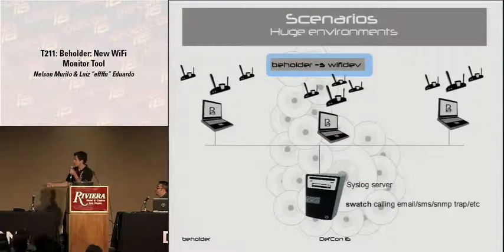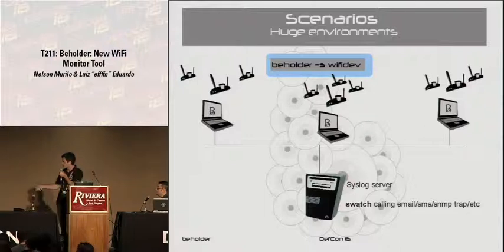And the last scenario: if you have large networks, you could combine some sensors and use a syslog server to centralize the information. For example, you can use Swatch to select what kind of message you want to get.